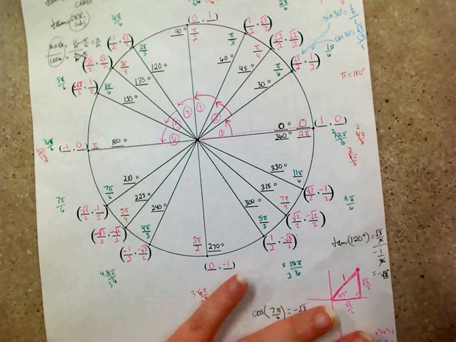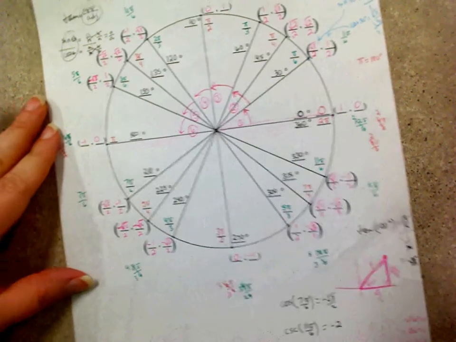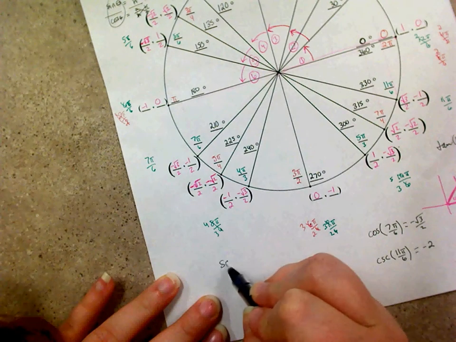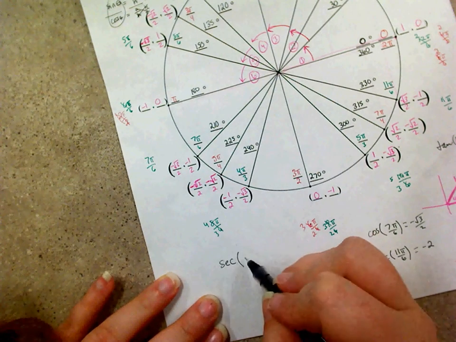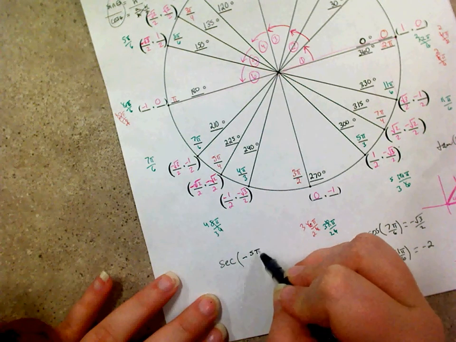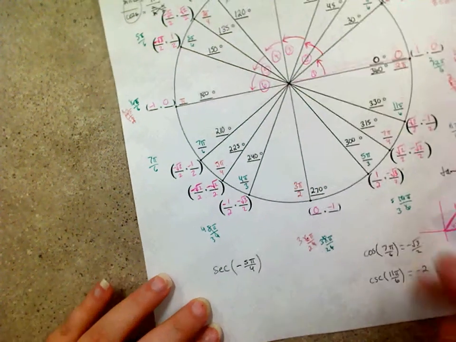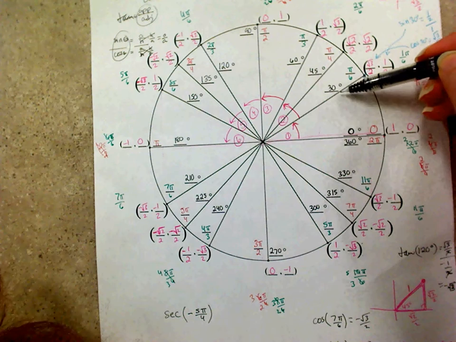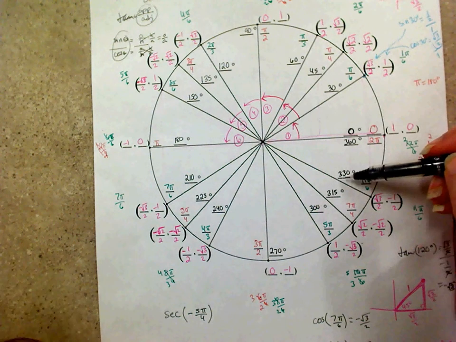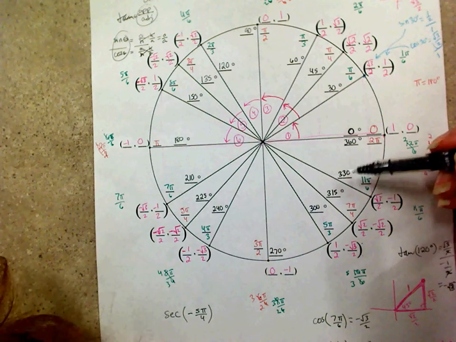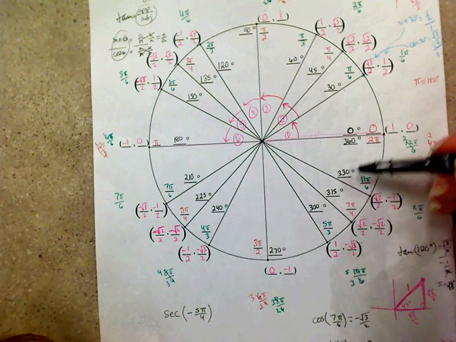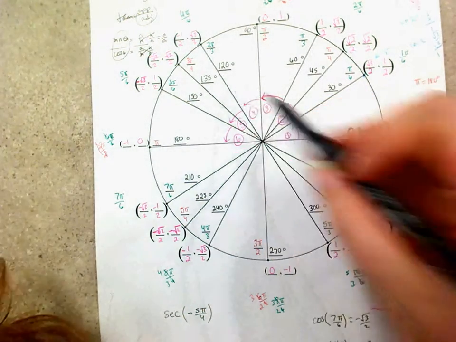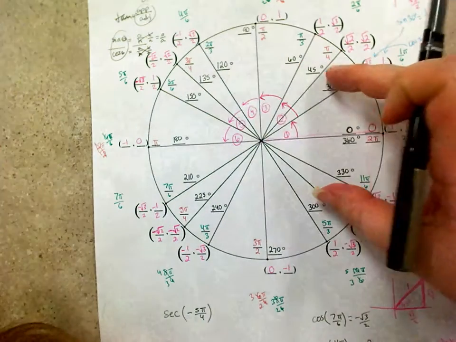Okay? Let's find another one. If I ask you to find the secant of, let's go with negative 5 pi over 4. Okay? Well, as far as negative angles go, let's talk negatives for a second. If I asked you to find 30, you would say, oh, it's right there. And if I asked you to find negative 30, you're like, well, it's right there. So if I asked you to find negative pi over 3, well, pi over 3 is right there. Negative pi over 3 is right there. If I asked you to find 120, well, it's right there, so negative 120 is right there. So it seems to me that the negative angle is just the reflection across the x-axis.